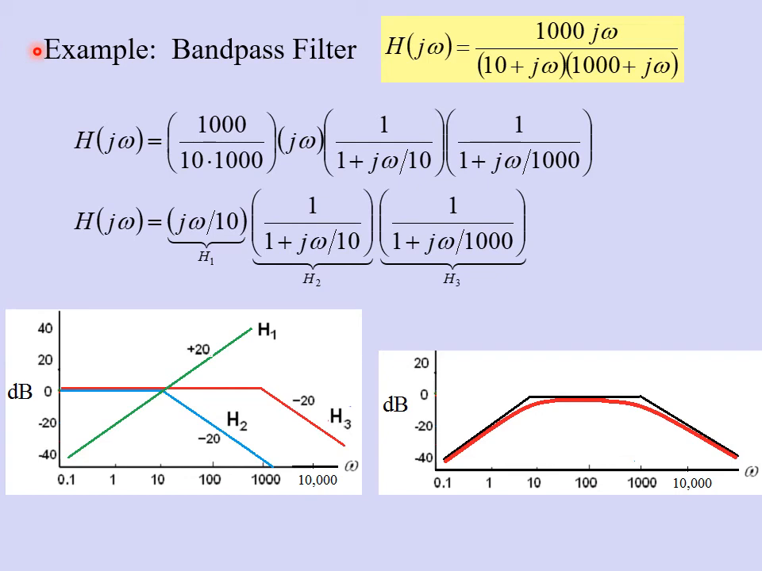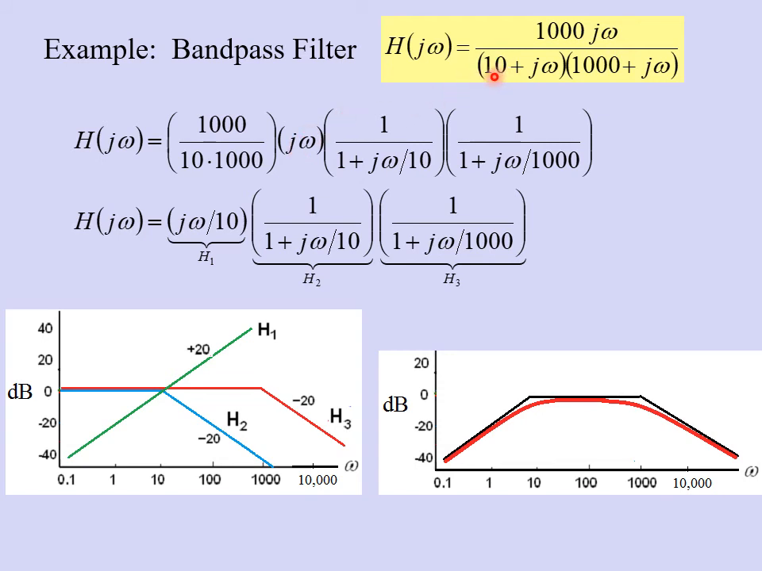Here's another example that's just a little bit different. This is actually a bandpass filter. Here is the frequency response. H of j omega equals 1000 j omega divided by (10 plus j omega) times (1000 plus j omega). So as before, we're going to first take care of all these numbers in here and bring them out front. So here's a 1000. Let's bring that out in front right off the bat. And what's left is just the j omega by itself.